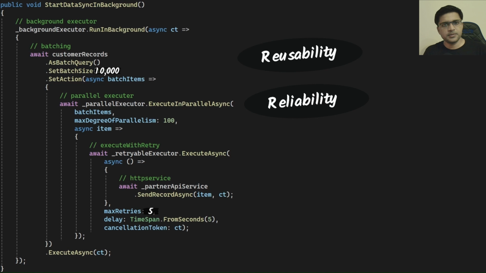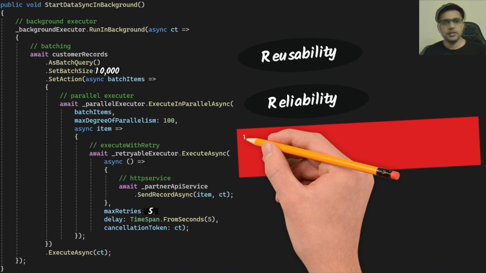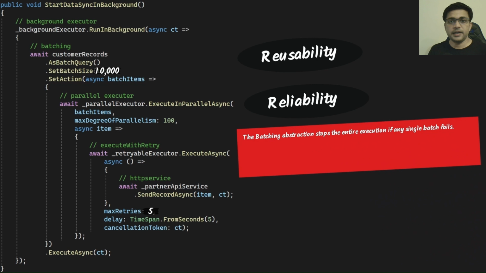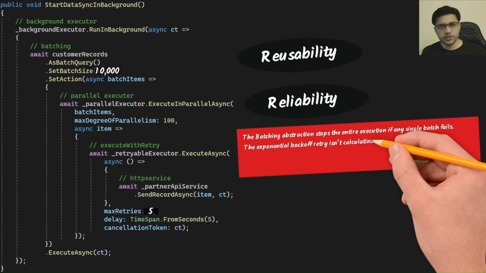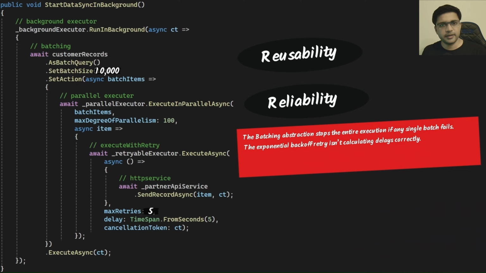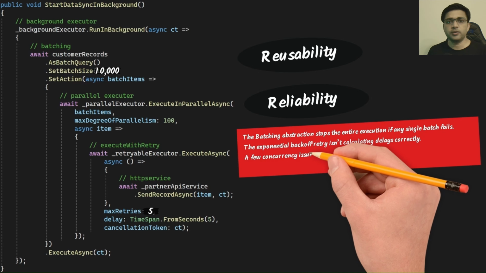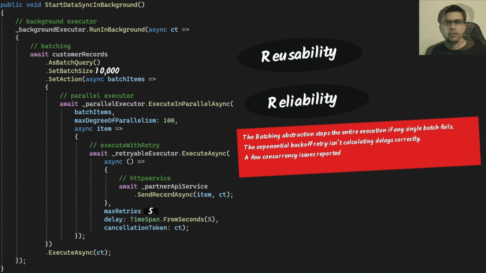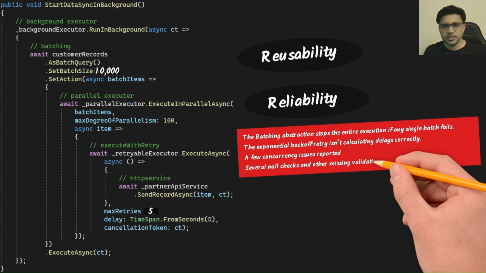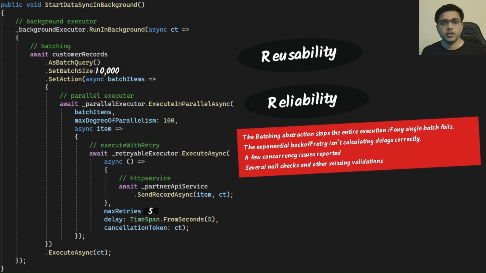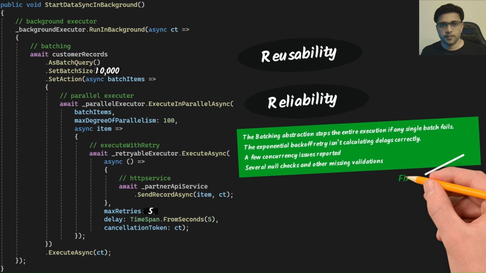Suppose you build these abstractions and start using them. What happens next? You might run into bugs. For example, the batching abstraction stops the entire execution if any single batch fails. The exponential backoff retry isn't calculating delays correctly. There are a few concurrency issues being reported. Plus, you discover several null checks and other validations are missing. You fix all of those.